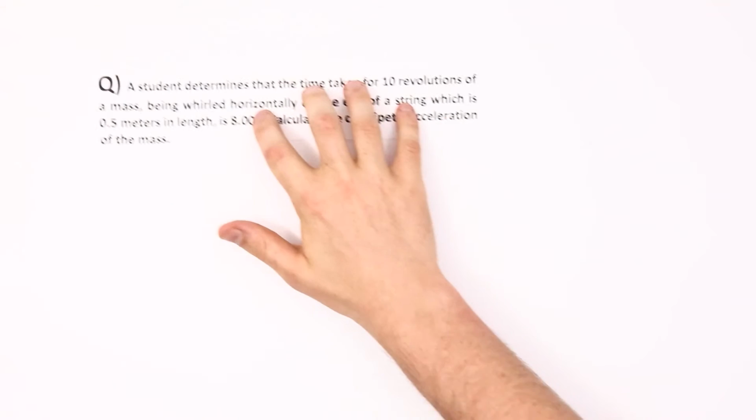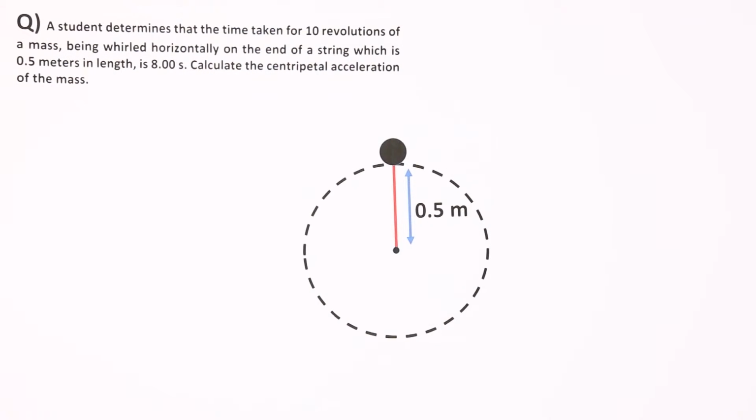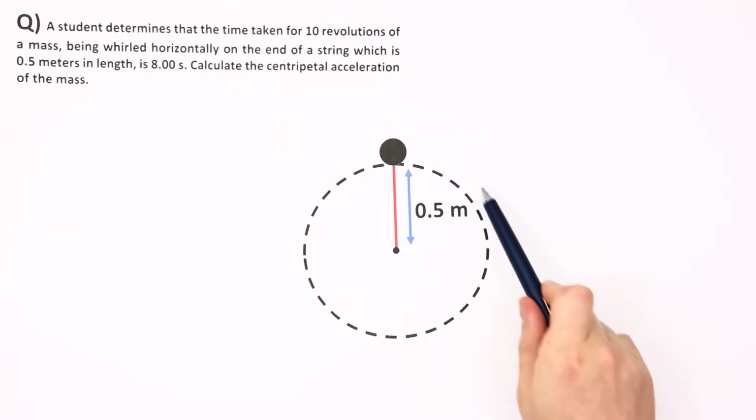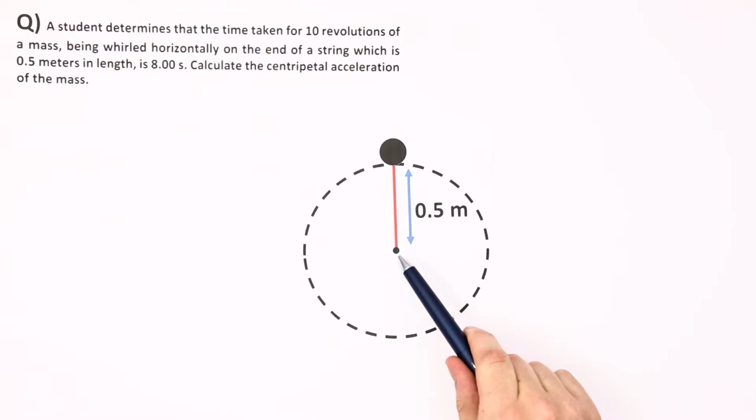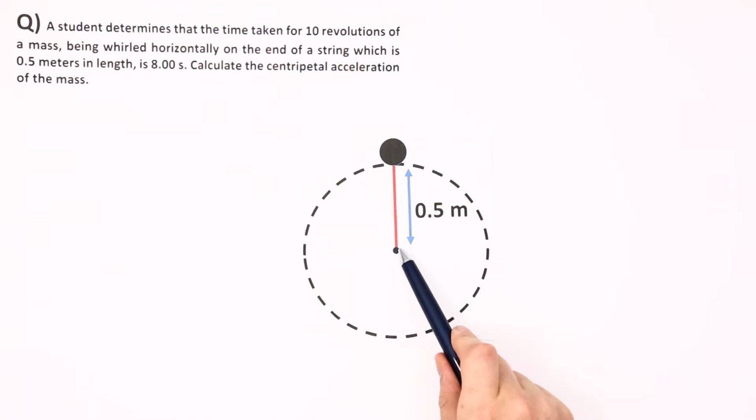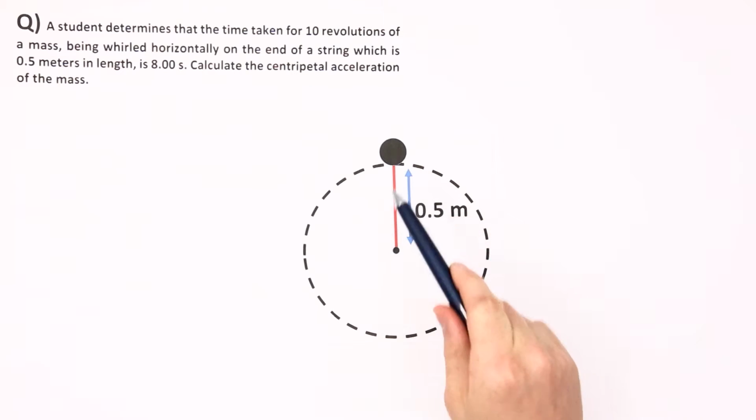Okay, as always, we should start by drawing a diagram of our situation. In this case, it's very simple, but it's a good habit to get into. So we have our circular path in a dashed line, we have our center point in the middle, and our radius of 0.5 meters, which is the length of our string. And then we have our mass at the very end of that string.